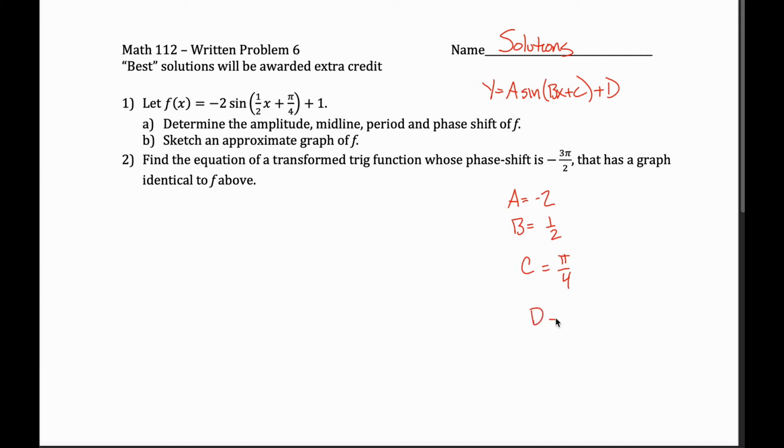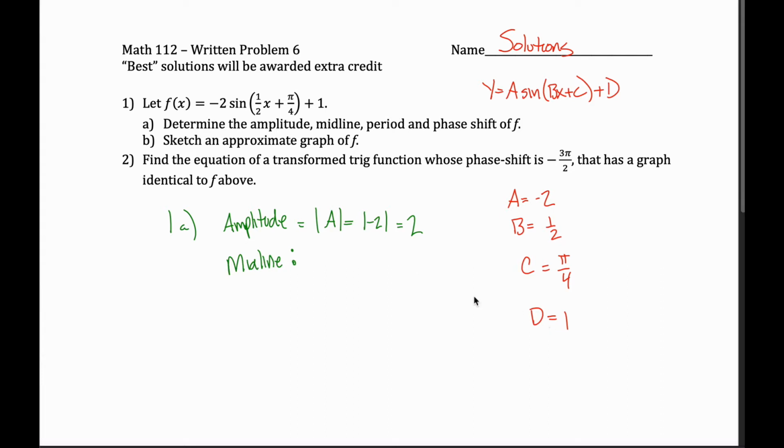And playing the role of d is a positive 1, what we're adding to the output of this sine function. And with these four values, we can figure out the amplitude, the midline, the period, and the phase shift. The amplitude is always just the absolute value of a. So since a is negative 2, it's the absolute value of negative 2, which is just equal to 2.